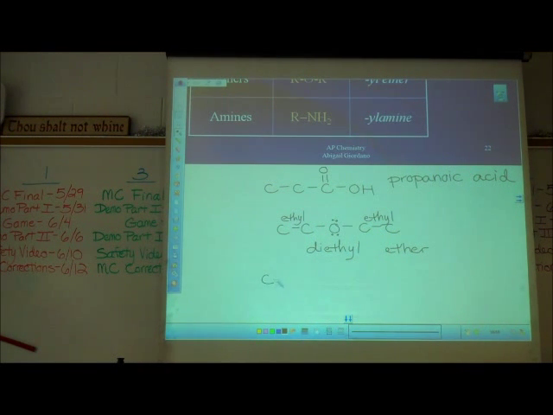Okay. Very simple. It just means on the end of your chain, you have an NH2, an amine group attached to it, and that YL means treat the carbon chain like a substituent. Meth, eth, prop. Propyl amine.